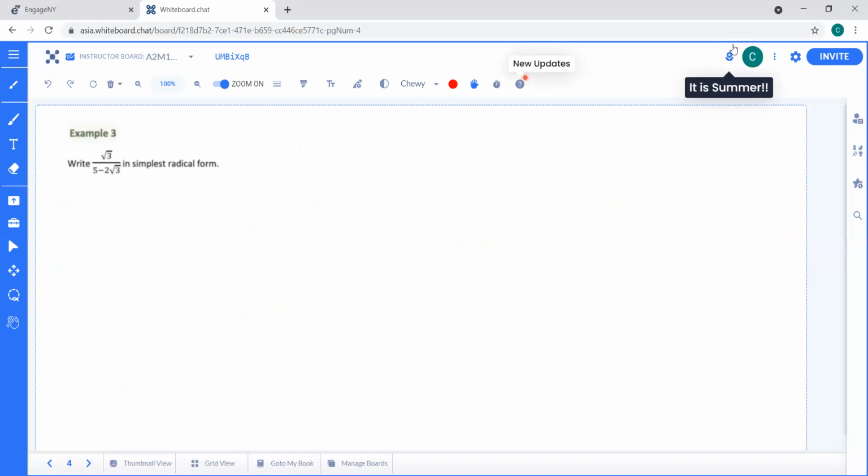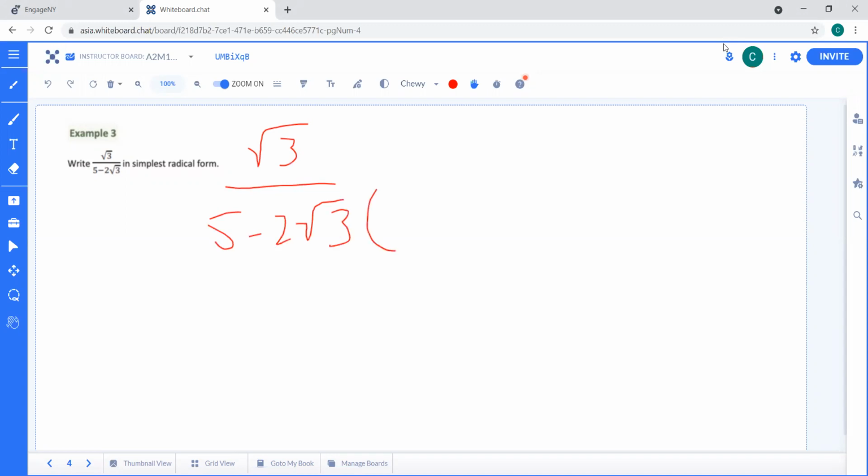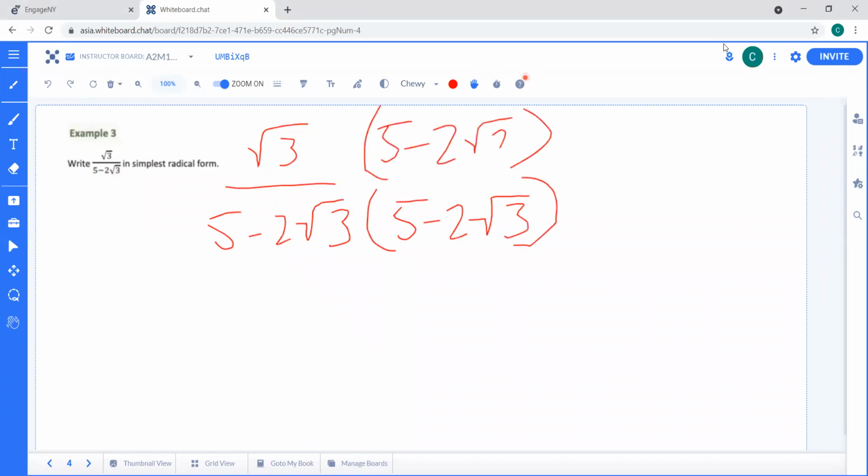Let's do that. All right, so it says write this in the simplest radical form, which means we've got to rationalize that denominator. We've got to get that out. One of the easiest ways to do that is just to multiply by the square root of 3. Do it to the bottom, we've got to do it to the top.